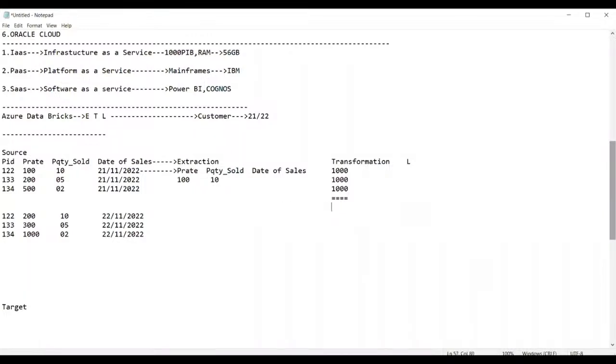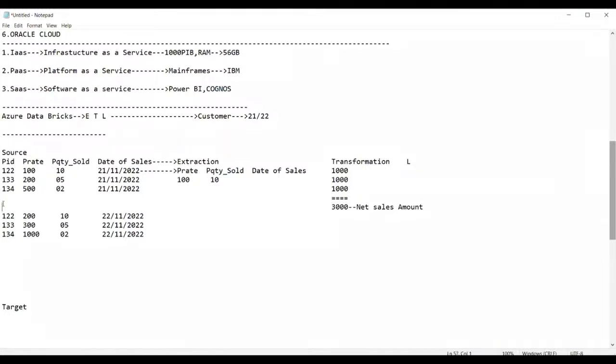Can you see? 3000 is the net sales amount. Am I right, everyone? So this you are doing under the process of transformation. Now, it is done for the 21st day. What about the 22nd day? Guys, can you tell me? Please help me out in this.